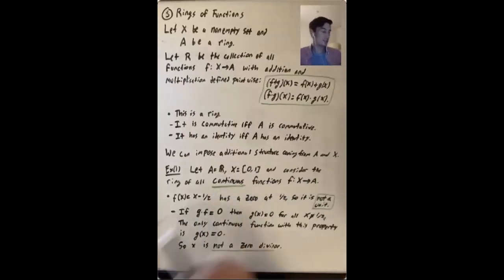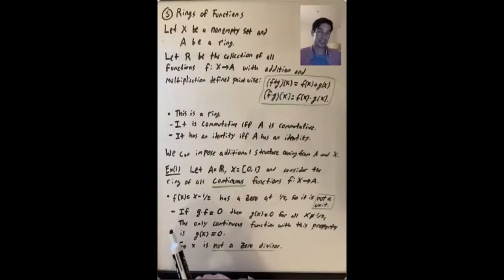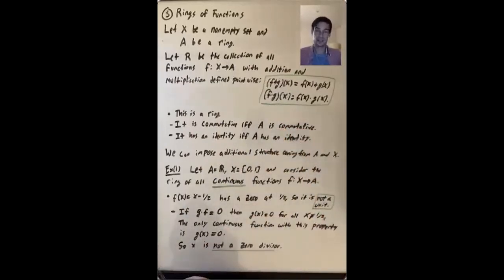It's an exercise to show that with this pointwise product, the sum of continuous functions is continuous. It's a little bit more work to see that the product of continuous functions is continuous. All right, so let's consider one function, f of x equals x minus 1/2. So we can ask, what do the units in this ring look like? What do the zero divisors in this ring look like?